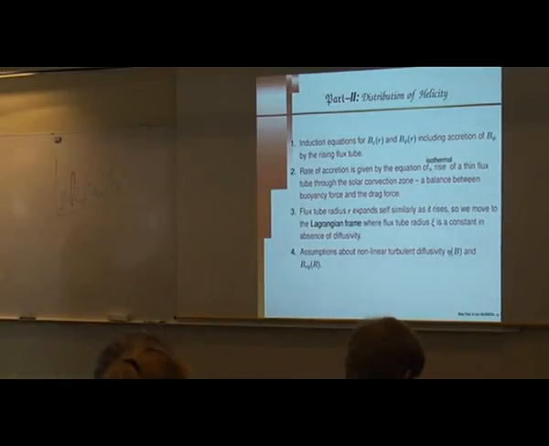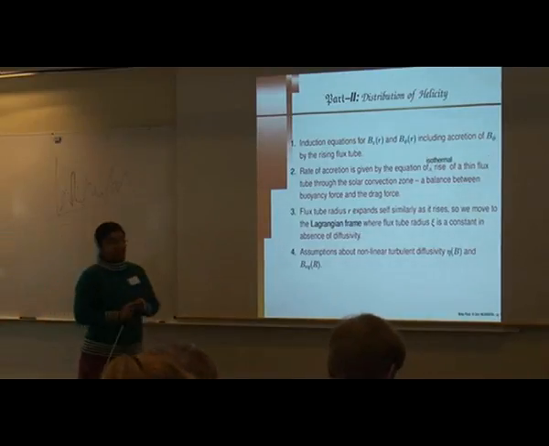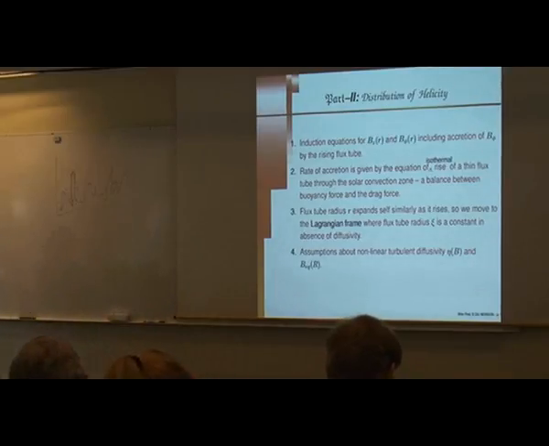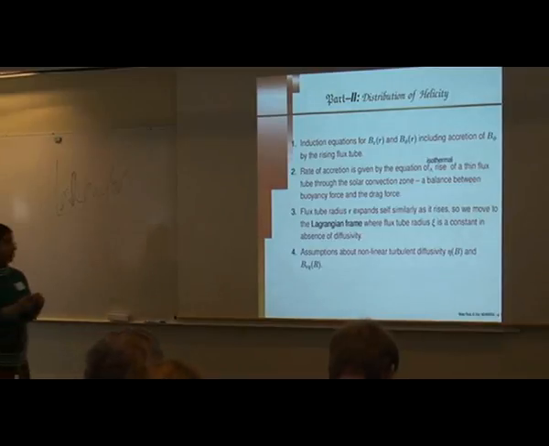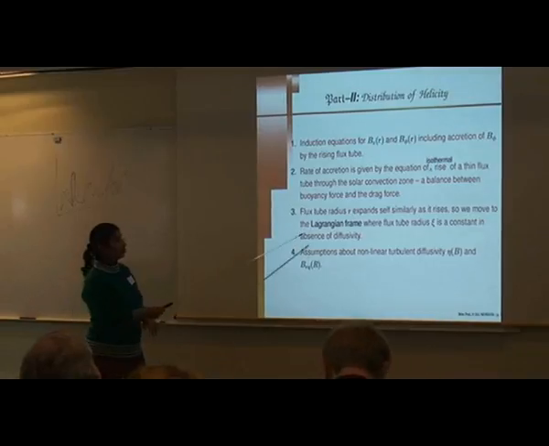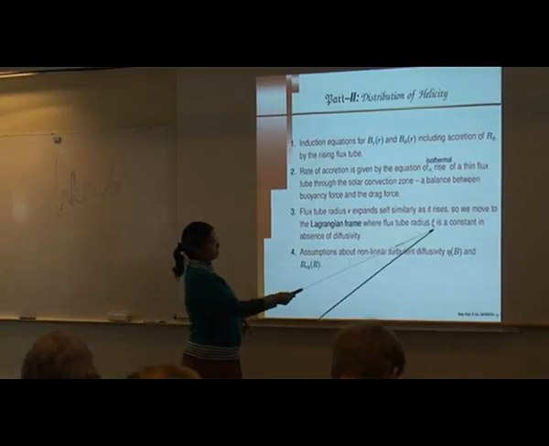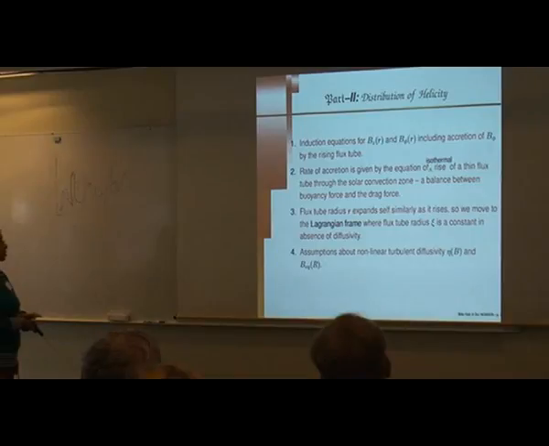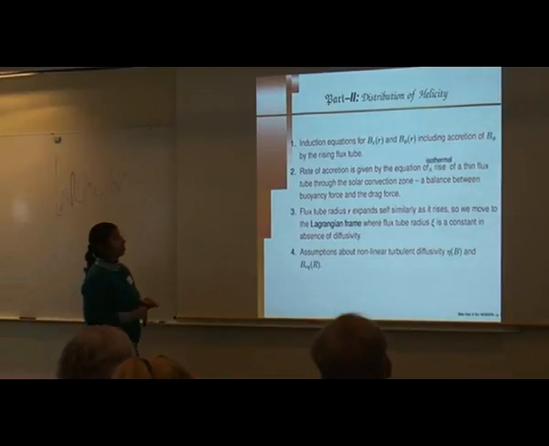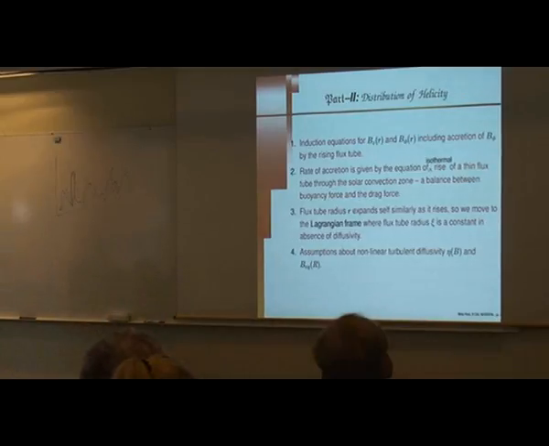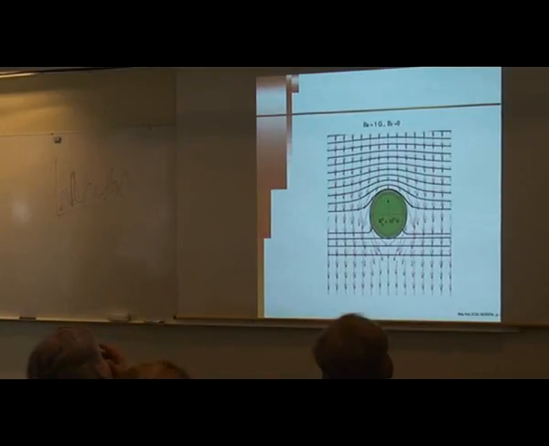So actually we have made very bold assumptions. For example, as the flux tube rises from the bottom of the convection zone to the surface, it expands, and it expands in a self-similar fashion. So now instead of working in an Eulerian frame, we can go to a Lagrangian frame where the flux tube radius psi is constant in absence of any diffusivity. And then we also have to use a thin flux tube equation, which would give us the rate of accretion of the poloidal field by the rising flux tube. So this is the basic geometry of what I am talking about.